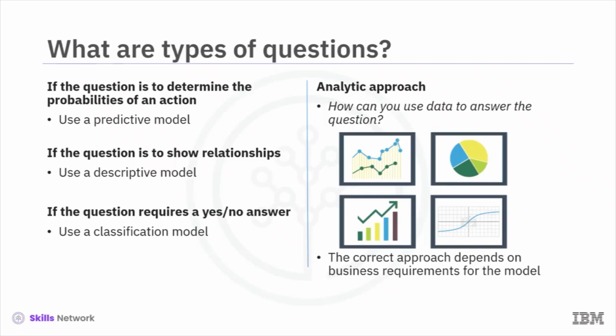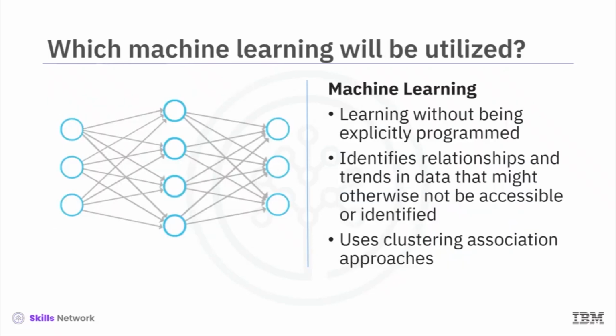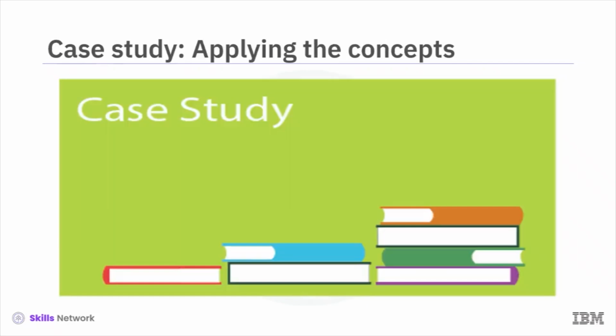Machine learning is a field of study that gives computers the ability to learn without being explicitly programmed. Machine learning can be used to identify relationships and trends in data that might otherwise not be accessible or identified. In the case where the question is to learn about human behavior, then an appropriate response would be to use clustering association approaches. So now, let's look at the case study related to applying analytic approach.